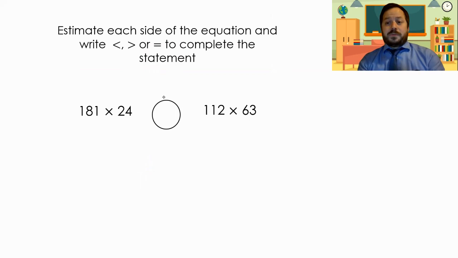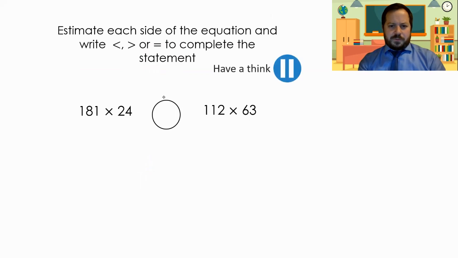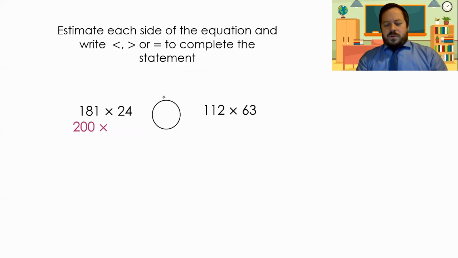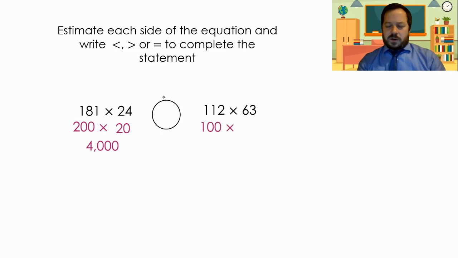Okay, so let's have a look at what we've estimated to. 281 is close to 200 and 24 is close to 20, which is roughly 2 times 2 is 4, times 100 times 10 is 4,000. And on this side, 112 is close to 100, 63 is close to 60, 1 times 6 is 6, times 100 times 10 is 6,000. So one side's 4,000, one side 6,000. It's quite obvious that the 6,000 is greater than the 4,000.